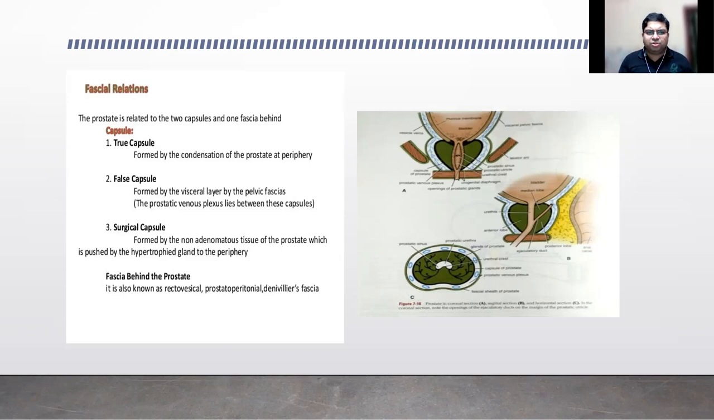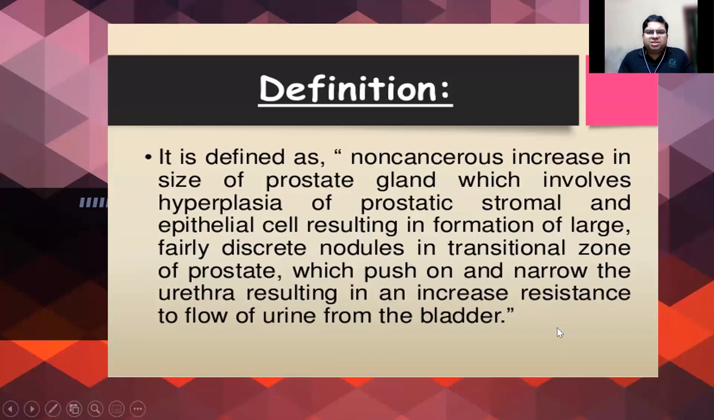Okay, come to this. What is that? What is the definition? Definition: a non-cancerous increase in the size of the prostate gland, which involves hyperplasia, first of the stroma to start with, then the epithelial cells, with the formation of large, fairly discrete nodules in the transitional zone. The prostate pushes on and narrows the urethra.